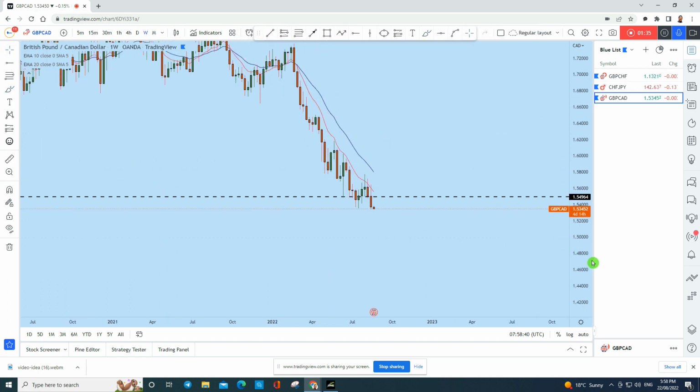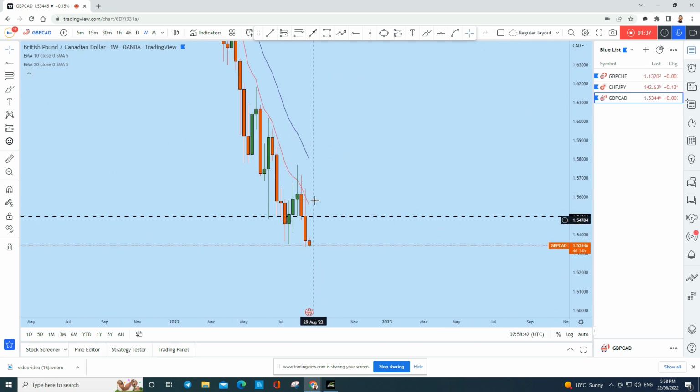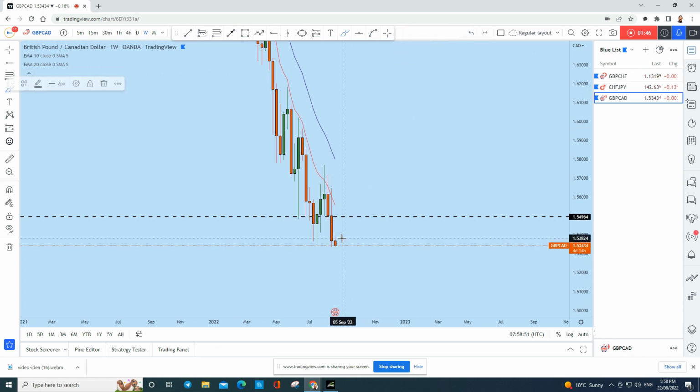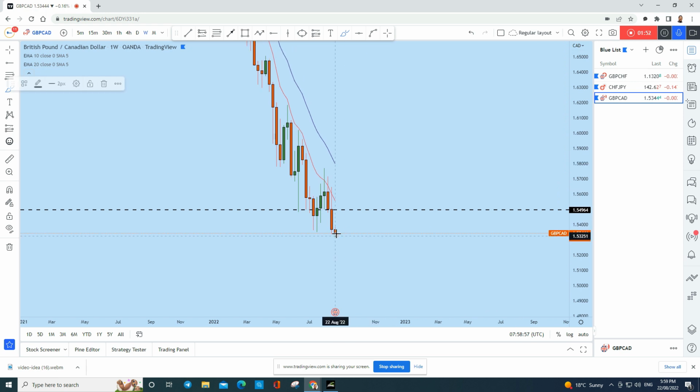Now, weekly perspective: as expected, this past week we have seen a very strong bearish candle, followed by this retracement to the upside. Now we see that after a little bit of retracement, we can see a drop. As on the monthly time frame, it's strongly bearish. On the weekly as well, we could potentially see a drop on GBP CAD.